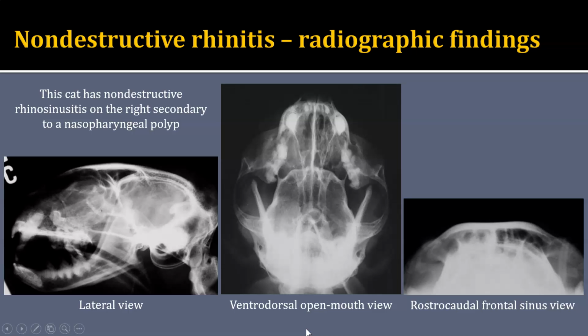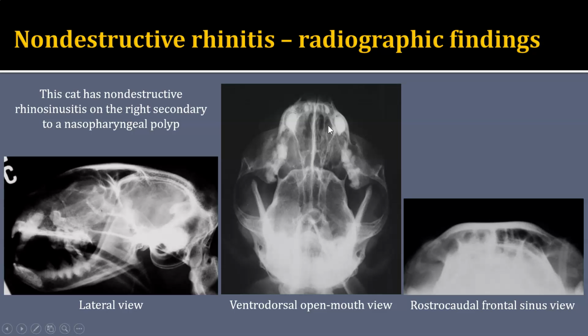So on this slide, I have a cat that actually has non-destructive rhinosinusitis on the right that is secondary to a nasopharyngeal polyp. Let's start with our middle view here, which is our ventrodorsal open mouth view. In this patient, I can look from right side to left side and see if there are any differences between the two. And when I look at this right side, this side actually has too much soft tissue or fluid opacity within much of the nasal passages.